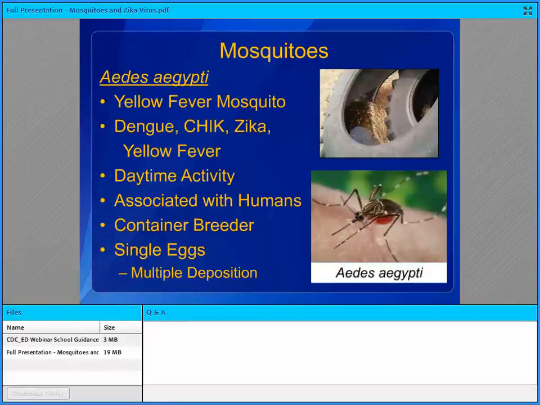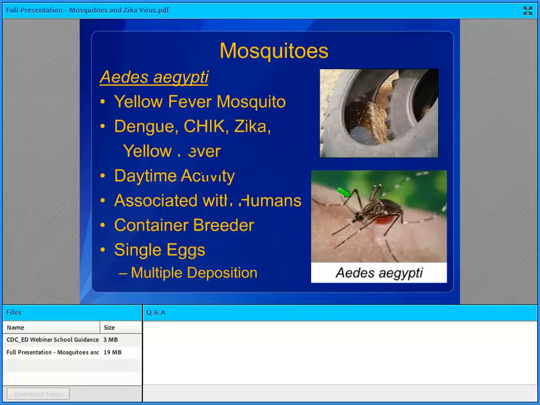So the mosquitoes that we are most concerned with for Zika are of the Aedes variety. In particular, there's two that are of significant importance, Aedes aegypti and Aedes albopictus. And Aedes aegypti, we have a picture of it there on slide 8. You can see it has the characteristic white bands on the legs and also has some characteristic lines on the back of the thorax. You can see here.